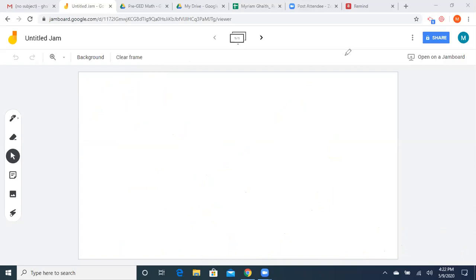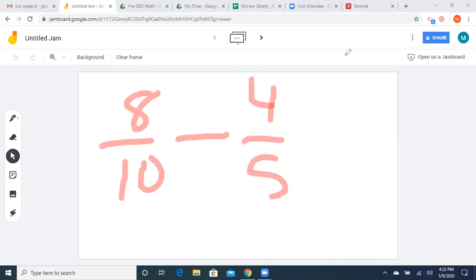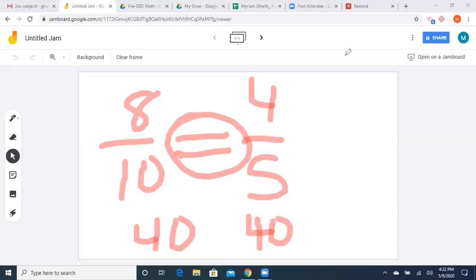Why? How did you know? 8 times 5 is 40, and 10 times 4 is 40, so it's equal. Very good, because this one is 40 and this one is 40. So we would say in this case that they're equal. Okay, how about number 8?